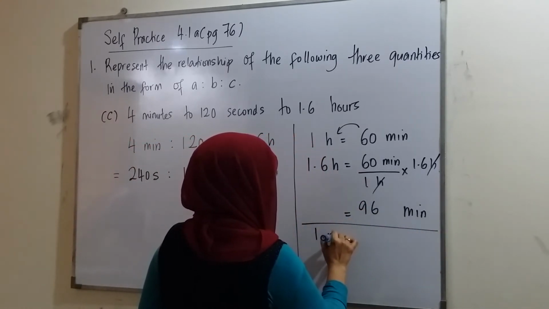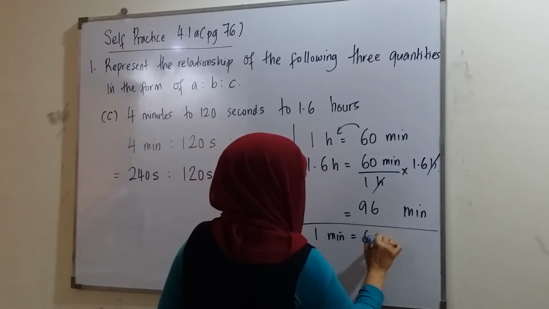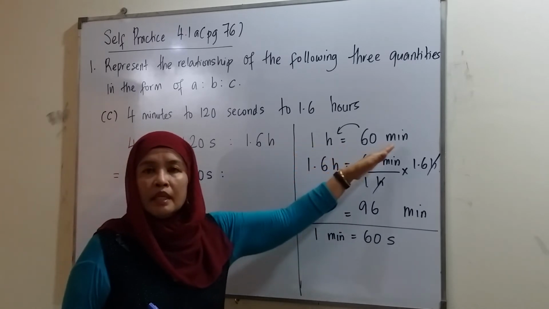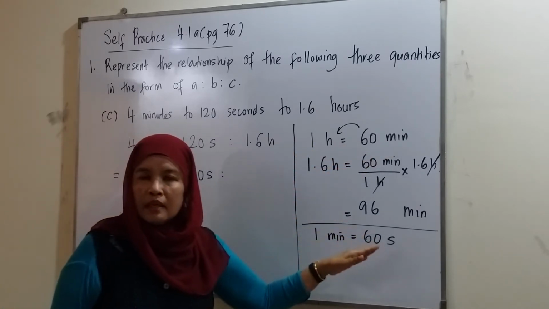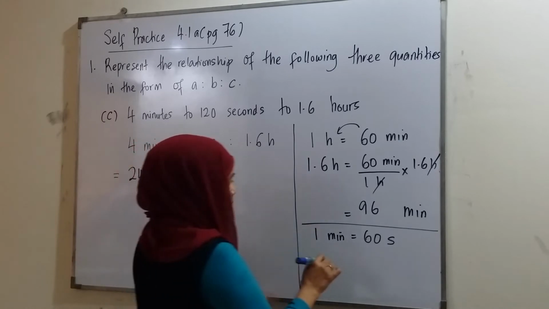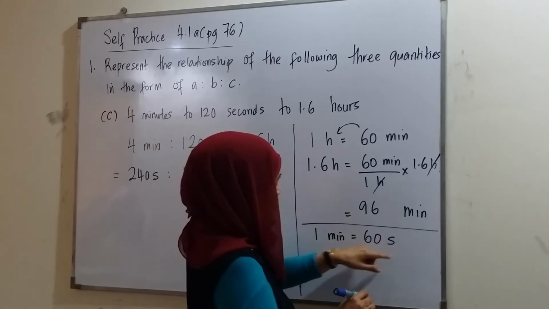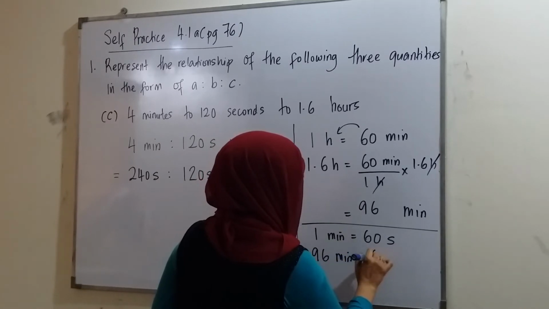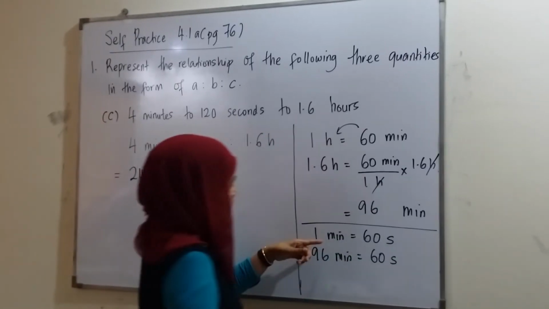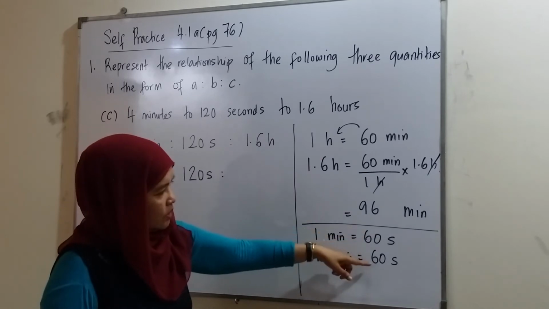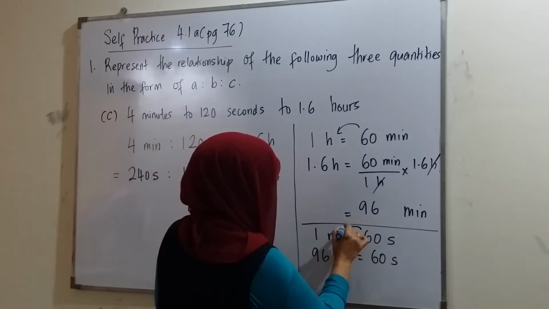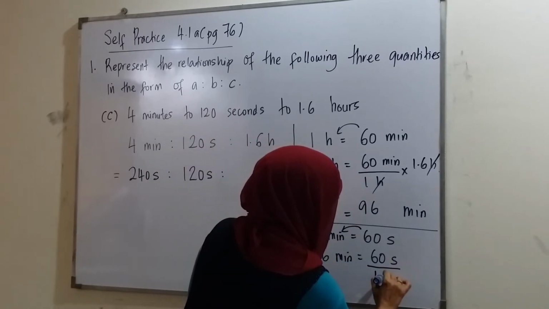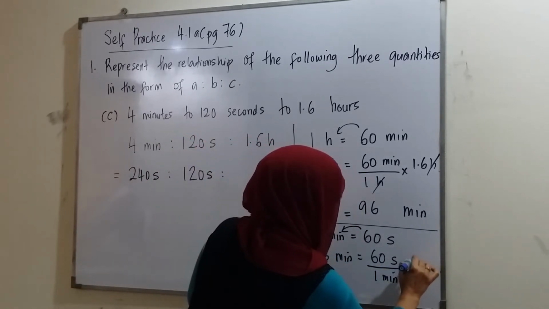As we know, 1 minute equal to 60 seconds. This one you have to memorize: 1 hour 60 minutes, 1 minute 60 seconds, must memorize. So if 1 minute equal to 60 seconds, therefore 96 minutes equal to how many seconds? When the minute increases, the second also increases. So directly proportional. 60 seconds divided by 1 minute multiply 96 minutes.